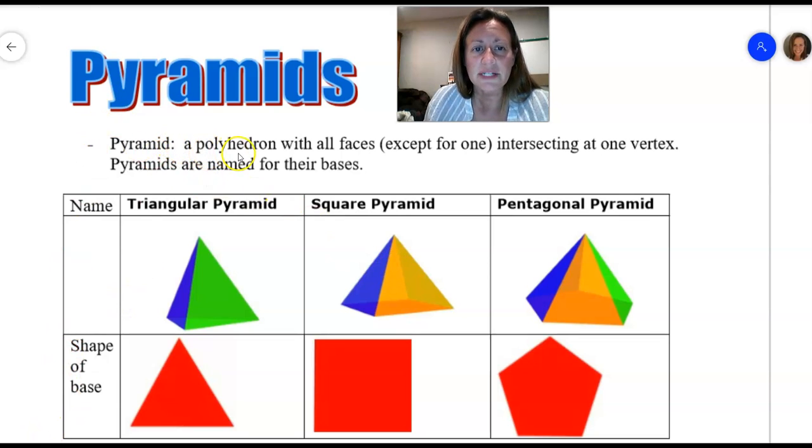So a pyramid is a polyhedron where all of the faces except for one intersect at one vertex, and that would be the top point of the pyramid. So all the faces except for one, and that one is the base, okay? That base is a very significant face for the pyramid because that is how you determine what kind of pyramid it is.